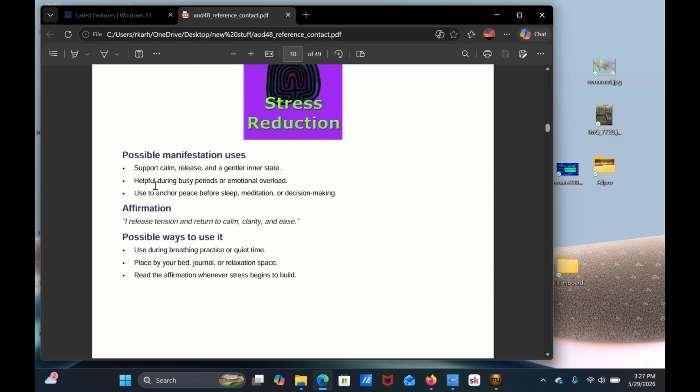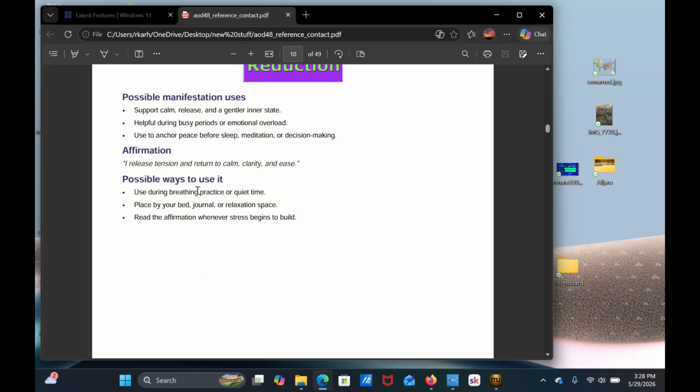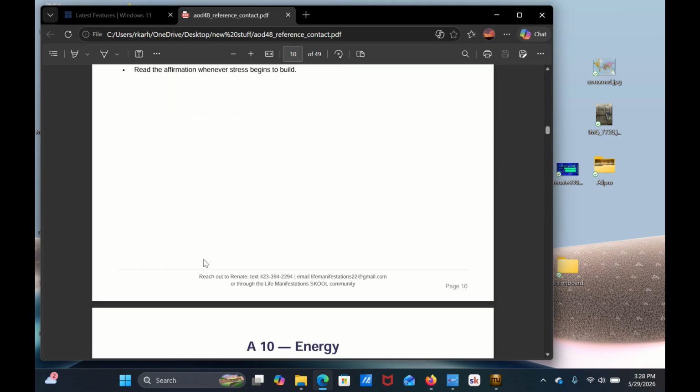Stress reduction. Support calm release and a gentler inner state. Helpful during busy periods or emotional overload. Used to anchor peace before sleep, meditation, or decision making. Affirmation: I release tension and return to calm, clarity, and ease. Used during breathing practice or a quiet time. Placed by your bed, journal, or relaxation space. Read the affirmation whenever stress begins to build.